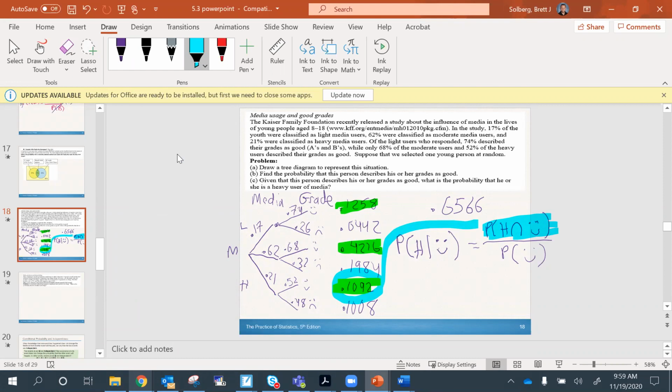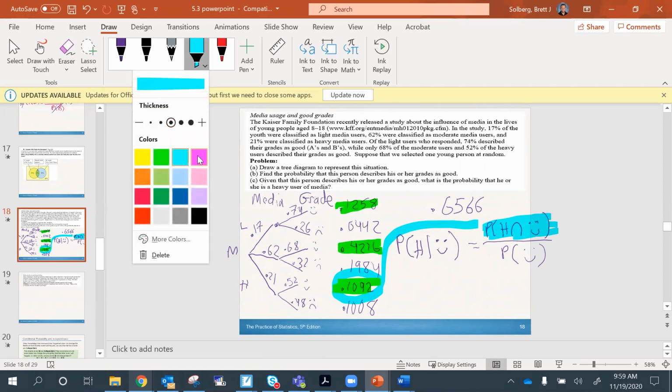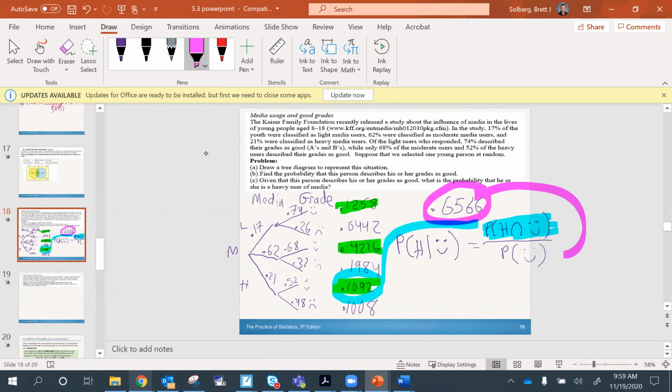Now, what's the probability that they got good grades? That's this 0.6566. That was what we figured out in part B, the probability they got good grades. We just looked at all of them, and so I'm going to show that right here. That's this one. That goes right there. So to figure this out, I'm going to take the 0.1092 and we're going to divide it by the 0.6566.